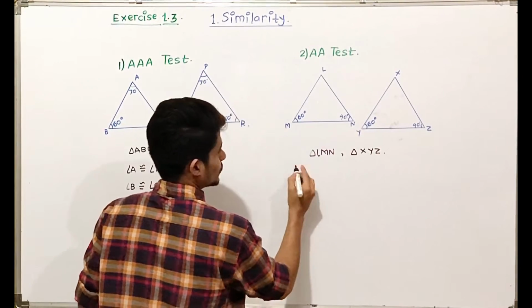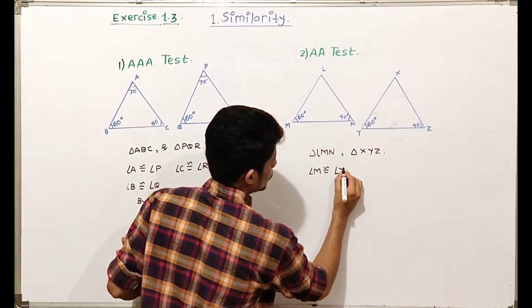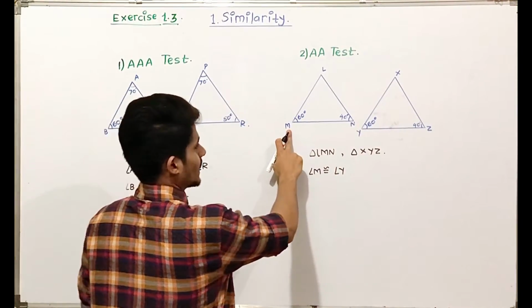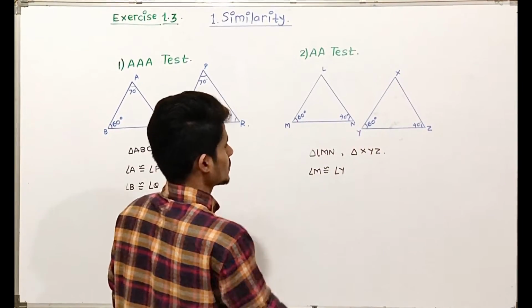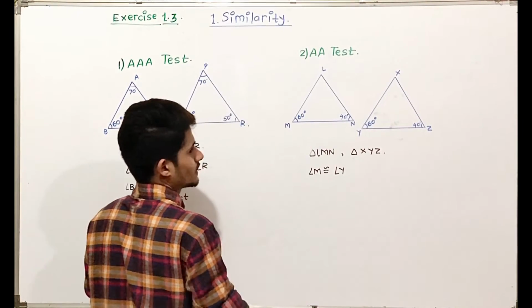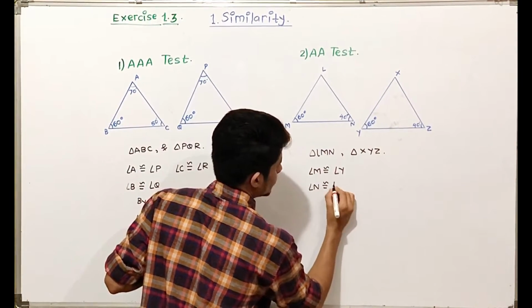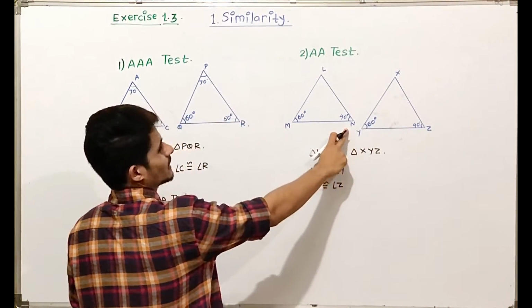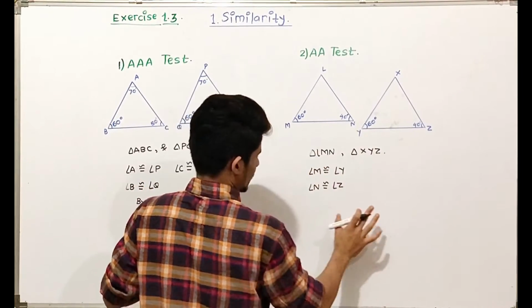XYZ, in which angle M is congruent to angle Y, 60 degrees each. M and Y are two corresponding angles. Similarly, angle N is congruent to angle Z, 40 degrees each, corresponding angles.